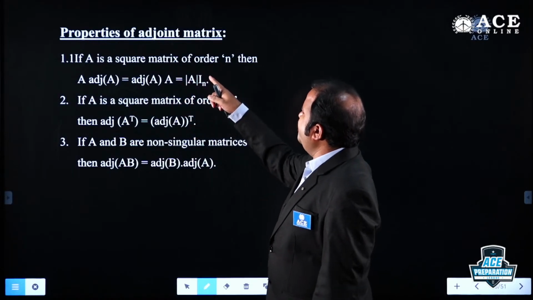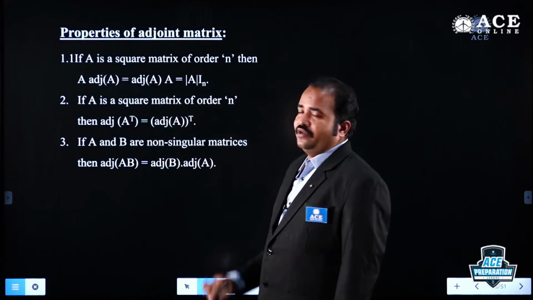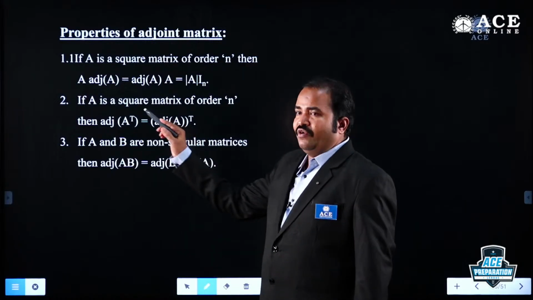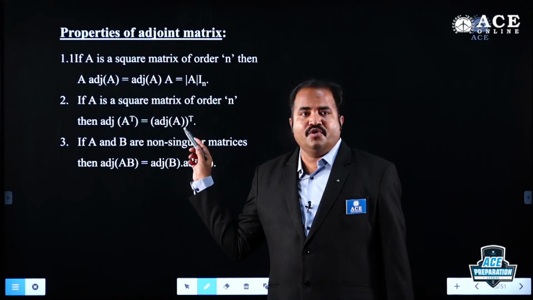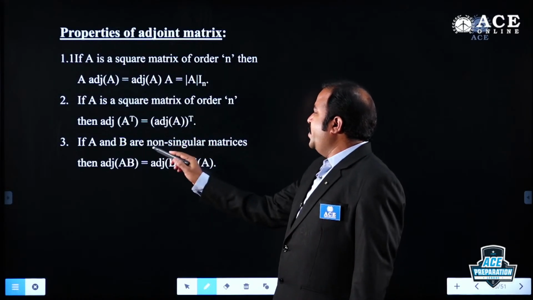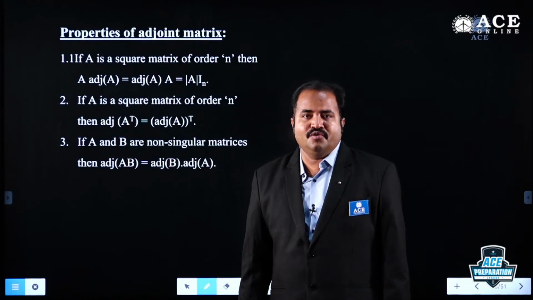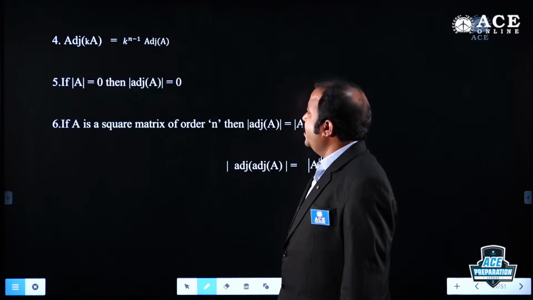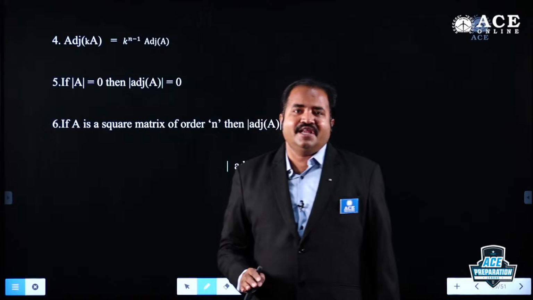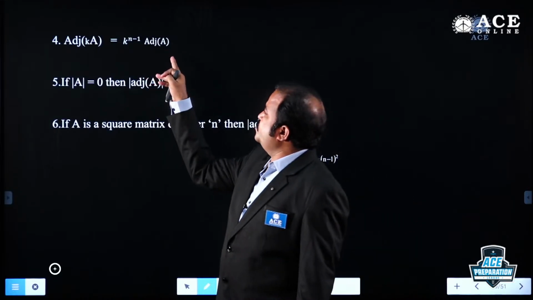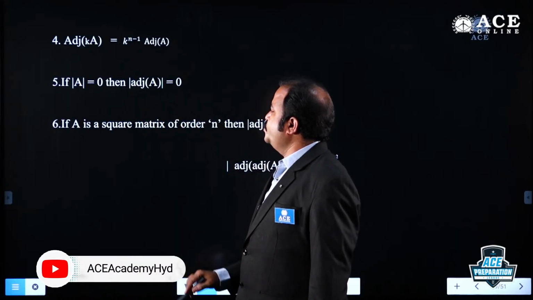So if A is a square matrix of order n, then A into adjoint A equals det A times the identity matrix of order n. This is the first property. Next, the second one: if A is a square matrix of order n, then adjoint of A transpose equals adjoint A whole transpose. If A and B are non-singular matrices, then adjoint of AB equals adjoint of B into adjoint of A only. Next one is adjoint of kA, where k is a scalar, equals k to the power n minus 1 into adjoint of A. If det A is equal to 0, then adjoint of A is also 0.